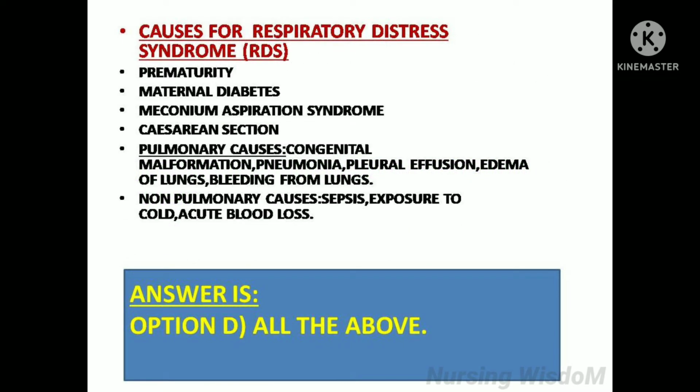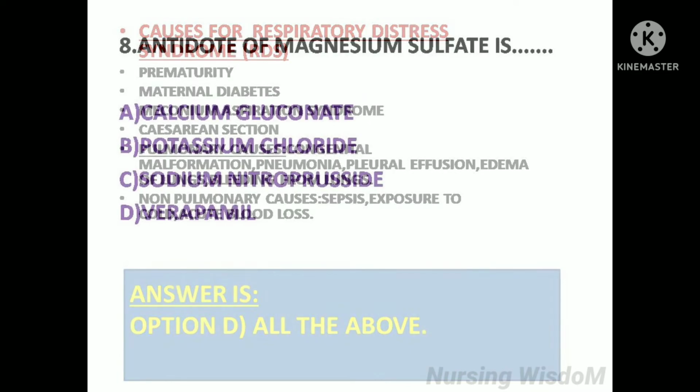Causes for respiratory distress syndrome, RDS: prematurity, maternal diabetes, meconium aspiration syndrome, cesarean section. Pulmonary causes include congenital malformation, pneumonia, pleural effusion, edema of lungs, bleeding from lungs. Non-pulmonary causes include sepsis, exposure to cold, acute blood loss. So here the answer is option D, all the above.